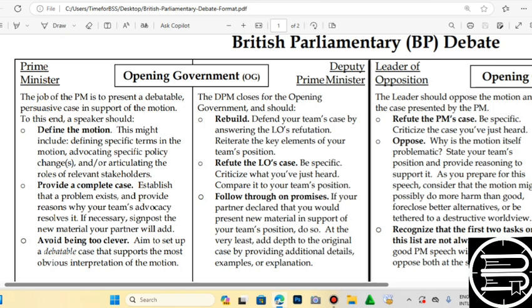So what he does is, the Deputy Prime Minister closes the opening government and should rebuild and defend your team's case by answering the leader of opposition's refutation. So much of the case of the Deputy Prime Minister is built on him refuting what the leader of opposition was saying, and also reiterating the key elements of your team's position as the government, that you are supporting public schools, not private schools. So you refute what the leader of opposition was saying. At the same time, you lay out your case as the government side and try to strengthen your case. So you refute the leader of opposition.